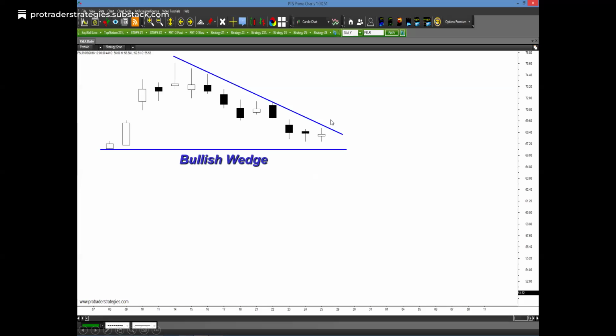So you're waiting to buy here because the market is telling you it wants to go higher, right? And then lo and behold, the next day it does. It actually closes above that downward wedge here. So you say to yourself, I'm going to buy.